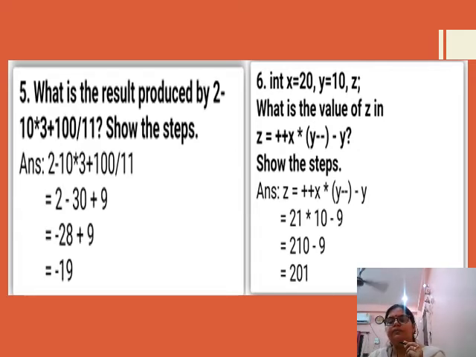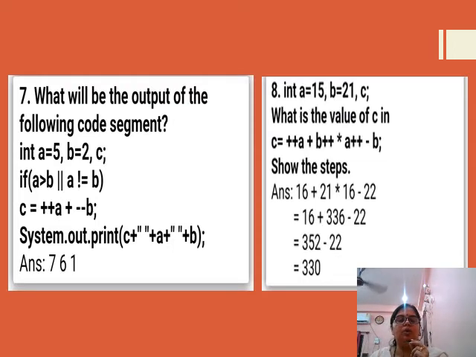Okay, like that we are going to do this also. See what will be the output of the following segment. int a is 5, b is 5, c, and we have to find out c. If A is greater than B or A is not equal to B, then we have to solve this. And both of them, we see that it is the same only. Now we have to print. See, if A is greater than B or A is not equal to B, then C is equal to plus plus A plus minus minus B.